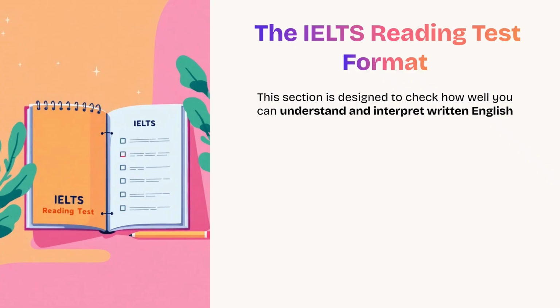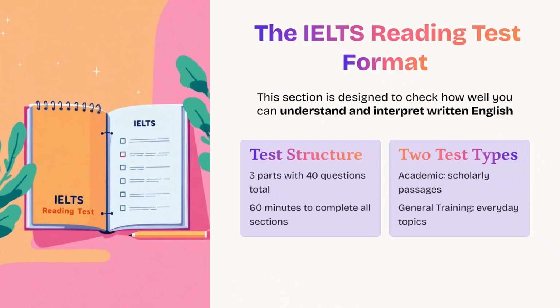Alright, let's dive into the IELTS reading test. This section is designed to check how well you can understand and interpret written English. Not just the simple stuff, but also more complex ideas. Here's the breakdown. You have 1 hour to answer 40 questions in 3 parts. Pretty straightforward, yes? But here's the twist. There are actually 2 versions of the reading test, the academic reading test and the general training reading test.